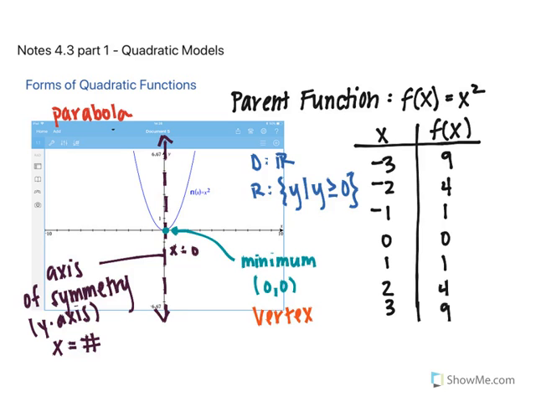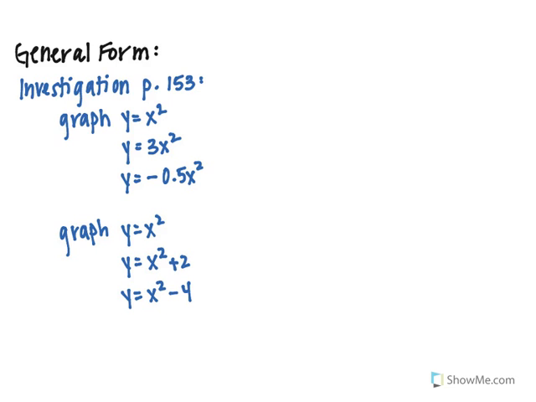All right? So we're going to look at some graphs quickly to see what happens when we do some things to this parent function. So the first thing we're going to look at is what happens when we multiply a number by our parent function or when we add a number to the end of it. So these are the investigations on page 153. And what I would like you to do on your calculator is to graph these equations here on the same graph and to see what happens when you multiply those different numbers. So please do that and then come back to the video.